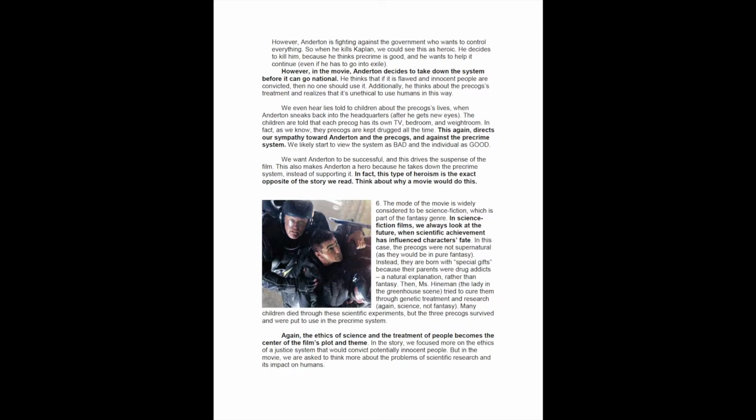However, in the movie, Anderton decides to take down the system before it can go national. He thinks that if it is flawed and innocent people are convicted, then no one should use it. Additionally, he thinks about the precogs' treatment and realizes that it's unethical to use humans in this way. We even hear lies told to children about the precogs' lives when Anderton sneaks back into the headquarters after he gets new eyes. The children are told that each precog has its own TV, bedroom, and weight room.